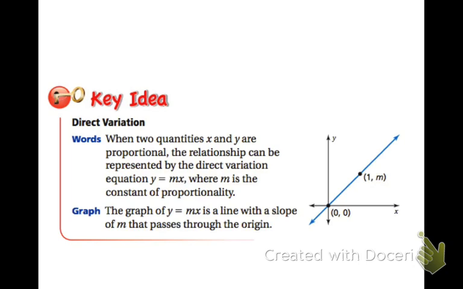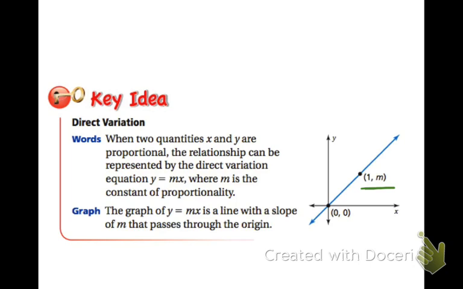When two quantities x and y are proportional, the relationship can be represented by the direct variation equation y is equal to mx, where m is the constant of proportionality. In this equation, m is the slope of the line. So the graph of y is equal to mx is a line with a slope of m that passes through the origin. And if you notice on the graph, you can see the slope right here. It is the y coordinate when x is equal to 1.